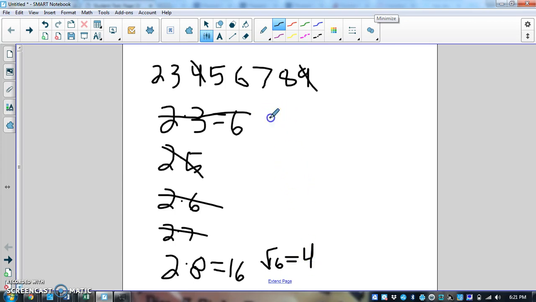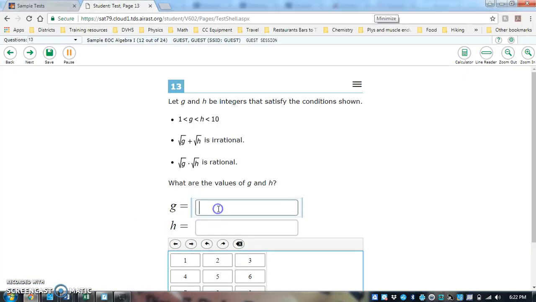I could go through the rest of them. 3 times 5 is going to be 15. 3 times 6 is 18, not a perfect square. 3 times 7, 21, not a perfect square. 3 times 8, that's 24, not a perfect square. 5 times 6 is 30. 5 times 7 is 35. 5 times 8 is 40. None of those are perfect squares. 6 times 7 is 42. 6 times 8 is 48. Not perfect squares. 7 times 8 is 56. None of them are perfect squares. So our values must be 2 and 8. G is smaller than H, so G is 2 and H is 8.